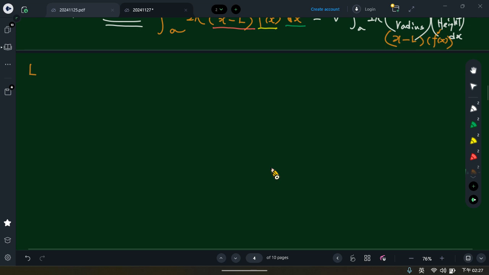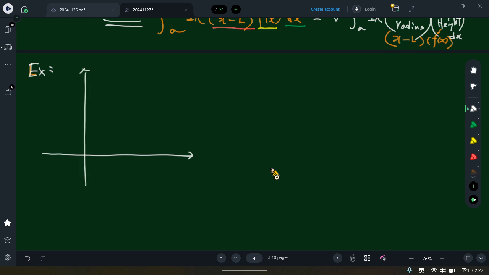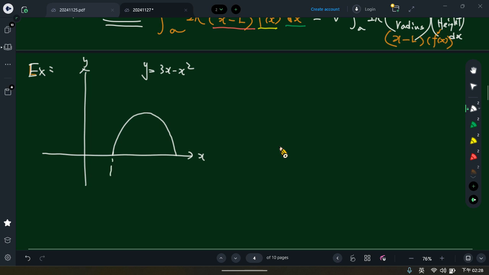Here is an example of using the shell method to calculate the volume. If I give you a shape, its function is just y is equal to 3x minus x squared. So the shape will look like this one. And we just use this shape in the first quadrant to rotate.